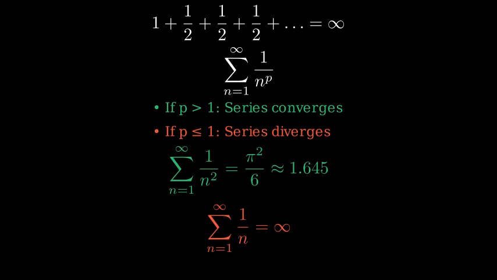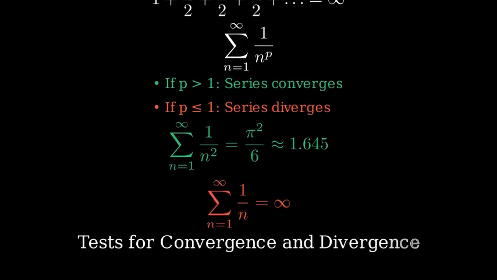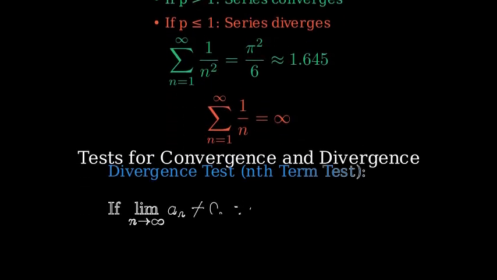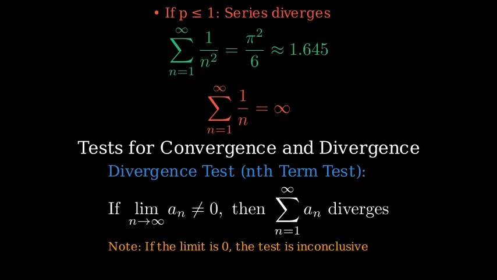Now, let's review some important tests for determining whether a series converges or diverges. The first test we'll discuss is the divergence test, also known as the nth term test. If the limit of a sub n as n approaches infinity is not 0, then the series sum of a sub n diverges. It's important to note that if the limit is 0, the test is inconclusive. The series might converge or diverge.